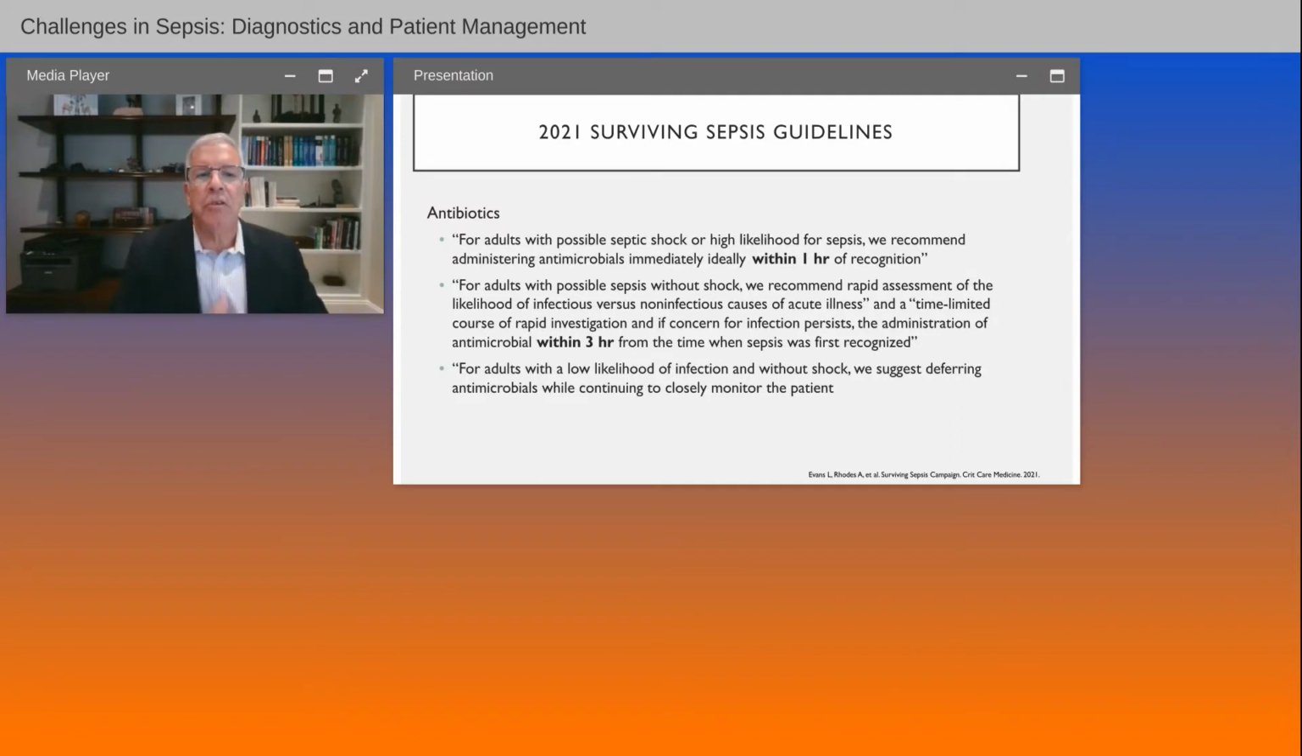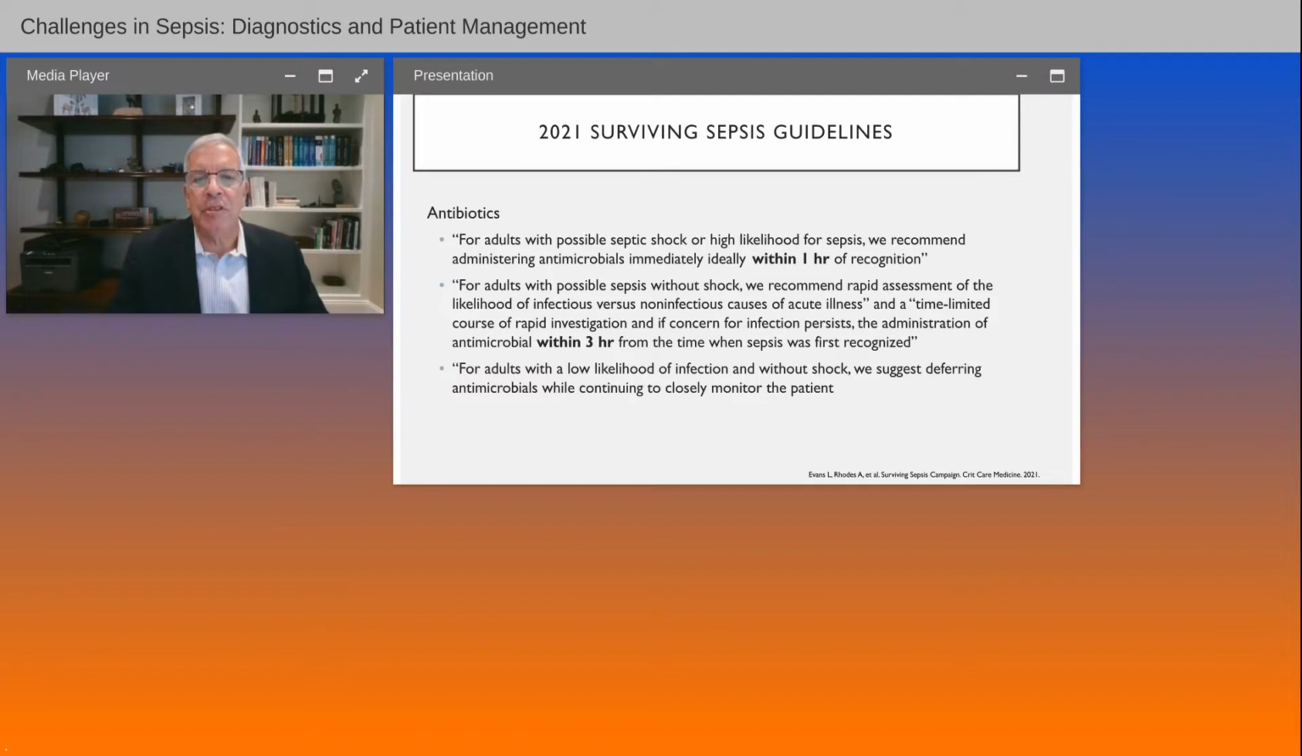From the same guidelines, they actually became much more specific than what we had before. So for adults with possible septic shock or a high likelihood for sepsis, the recommendation is to administer antimicrobials immediately, ideally within 1 hour of recognition. So if we want to give cultures before antibiotics, this is a challenge for us to be able to collect the cultures in a timely way.